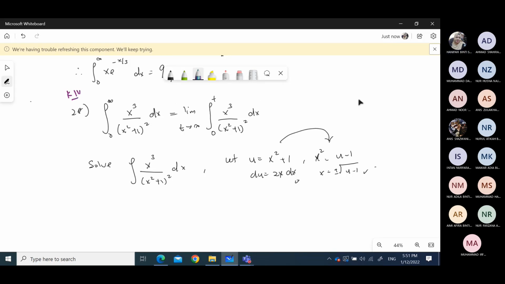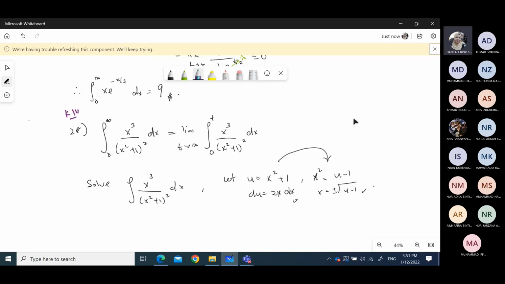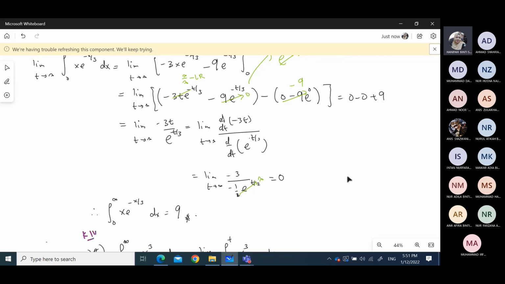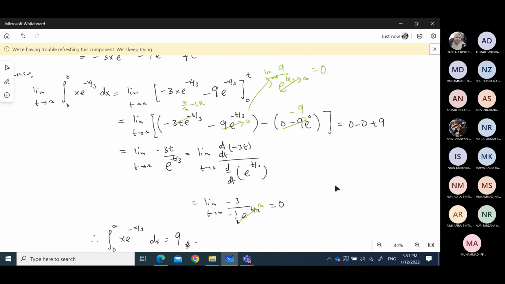Alright. Okay, so I think that's all for today. Before we end our tuition, or our discussion today, are there any questions regarding our topic today, which is indeterminate form, L'Hopital's rule and improper integral? Any question?